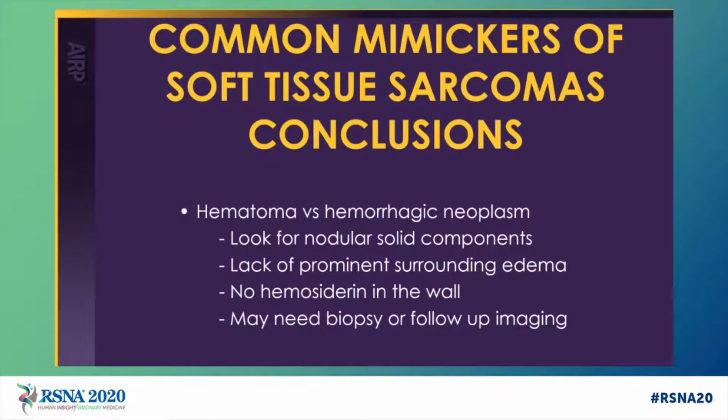In conclusion, we've talked about several mimickers of soft tissue sarcomas, beginning with hematoma versus hemorrhagic neoplasm.